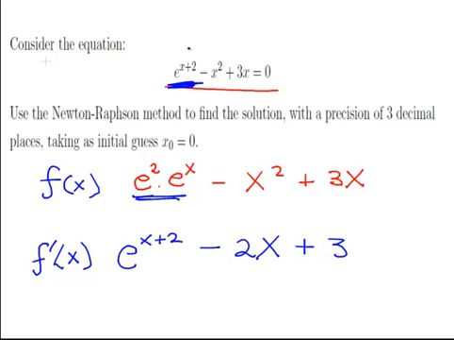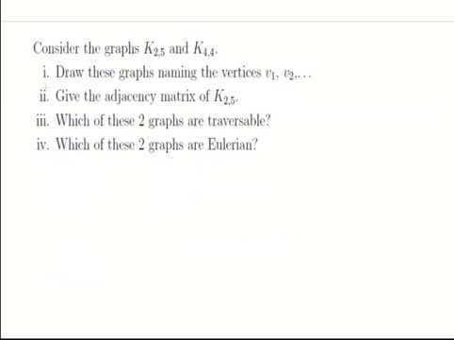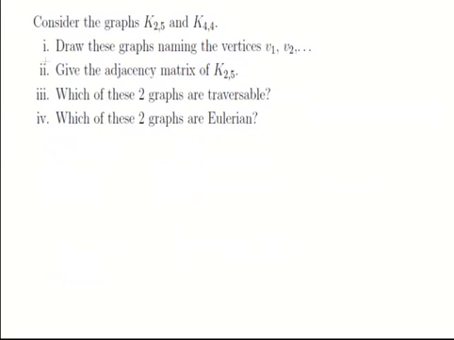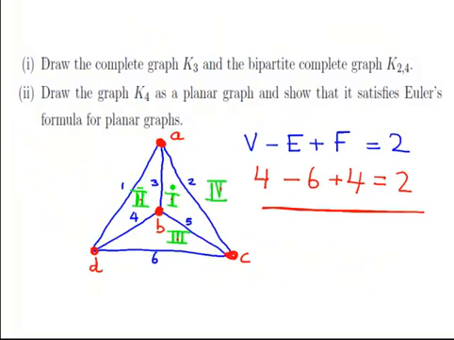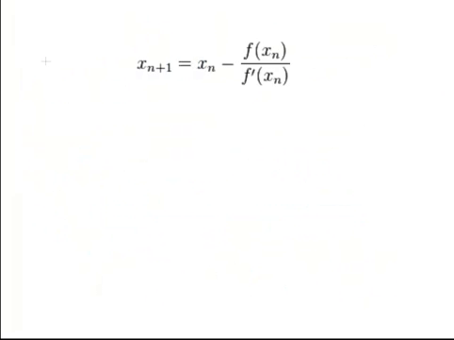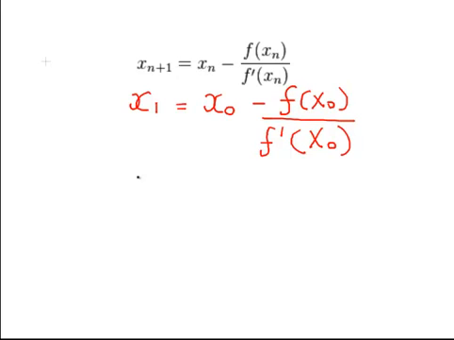So, let's evaluate both of them at 0. We're just told in the first instance to use x0 equals 0. Then we evaluate f of 0.